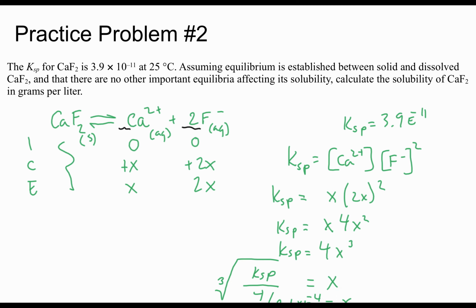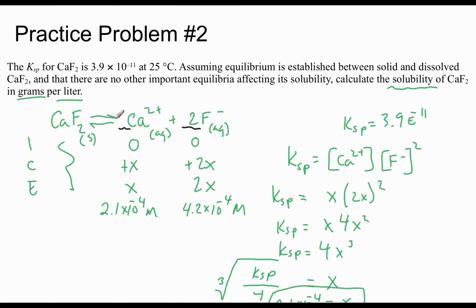Now, what does that mean? Well, what that means is that at equilibrium, the concentration of this would be 2.1 times 10 to the minus 4th molar, right? It means that this would be double that because it's 2x, so it would be 4.2 times 10 to the minus 4th molar. So these are the concentrations of the ions. But what's interesting is it says calculate the solubility in grams per liter. So I actually have to work backwards to the salt.